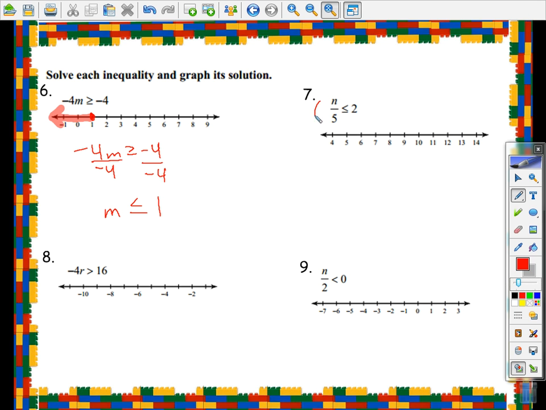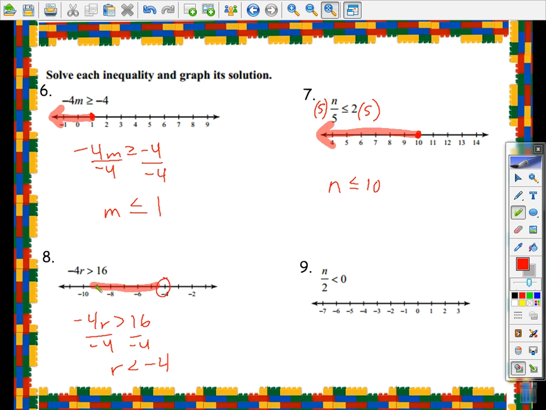All right, on this one, I multiply by a positive 5. I do not reverse the inequality, so it's n less than or equal to 10. Solid dot at 10, and less than would be shading to the left. Number 8, I have to divide by negative 4, so I must reverse the inequality symbol. R is less than negative 4. Open dot at negative 4, shading left.